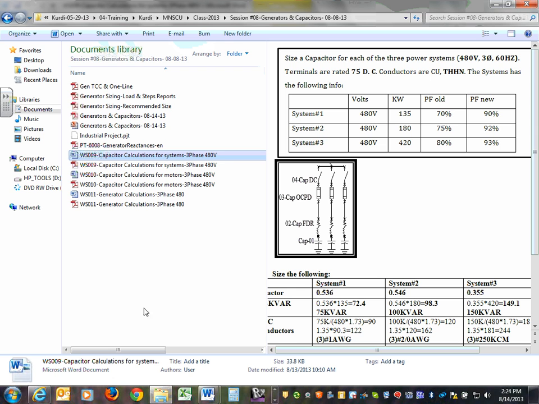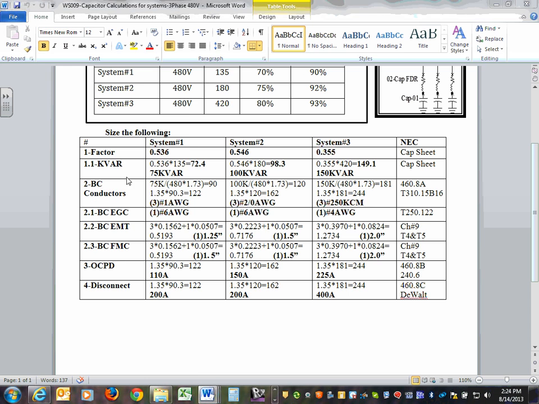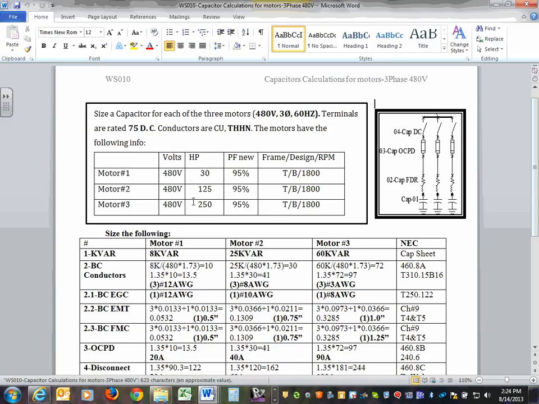The last one I want to go over is number 10, which is now at the motor level. This is worksheet 10, capacitor calculation for motors, three phase. Now this is correcting, that's what we should do. We correct as we design, at the motor level.